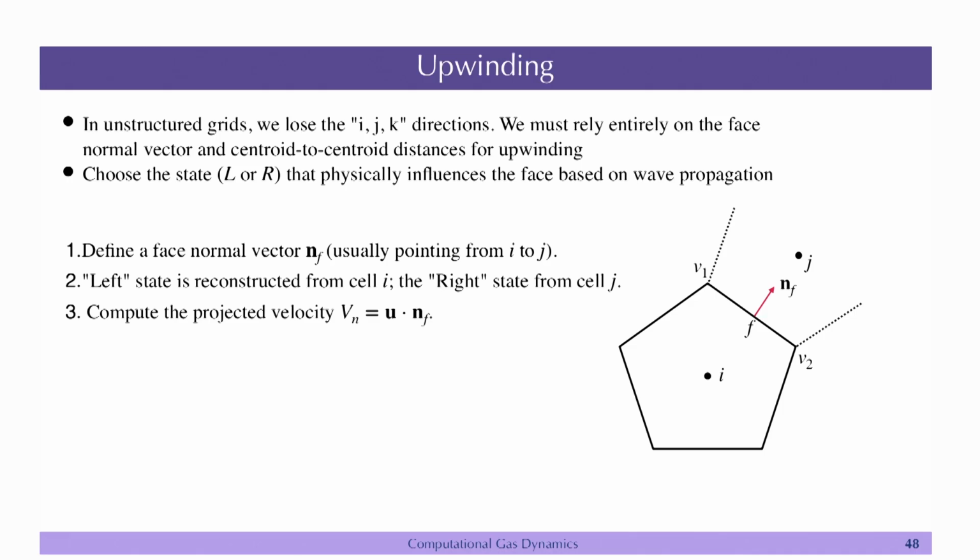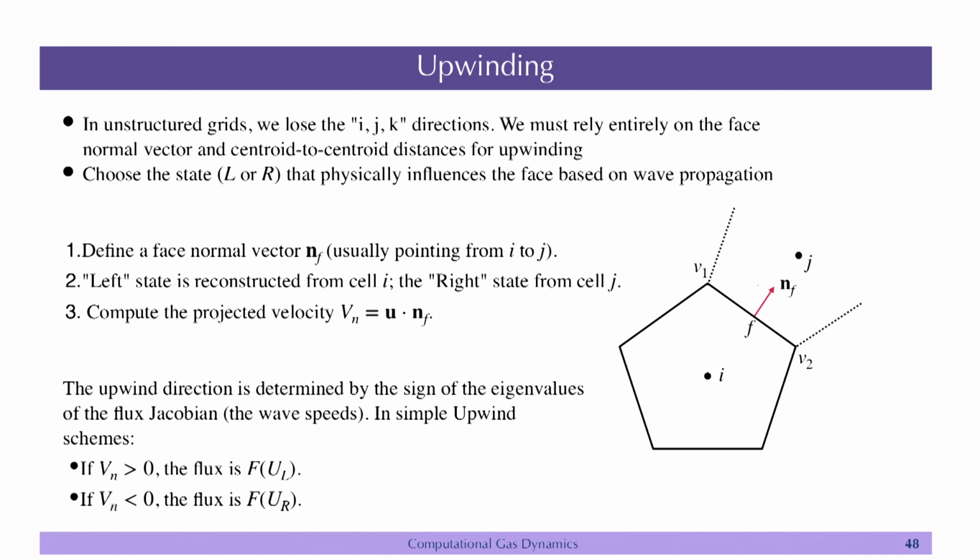So you usually define n_f from i to j, where left is from i and right is from j, and then you calculate V_n equal to u dot n_f. This is what we discussed. Depending on the direction, if V_n, that is u dot n_f, is greater than 0, the flux is F(u_L). If it is less than 0, then the flux is F(u_R). This is how you ensure upwinding in any arbitrary grid.